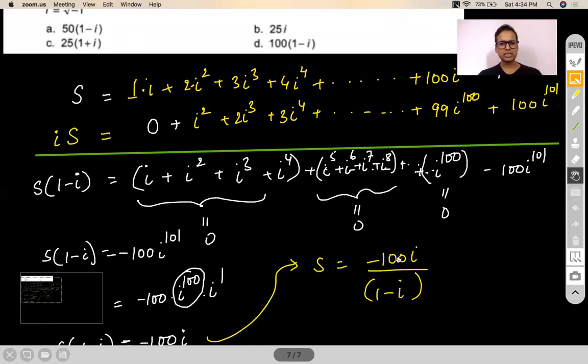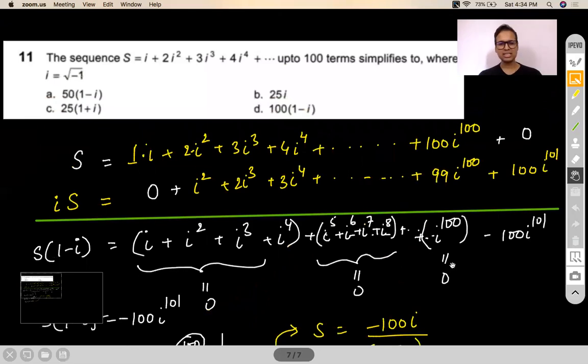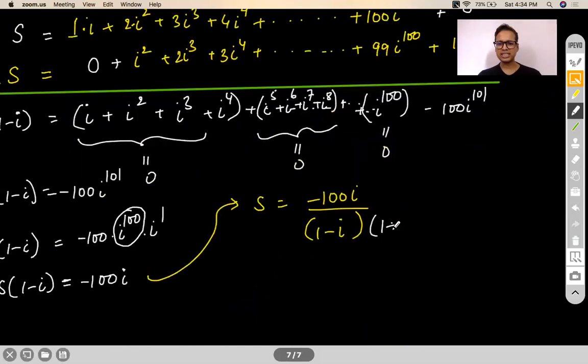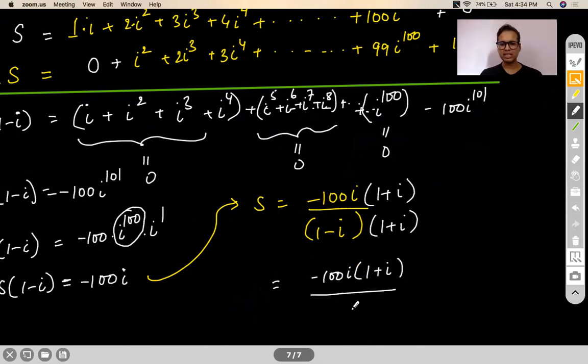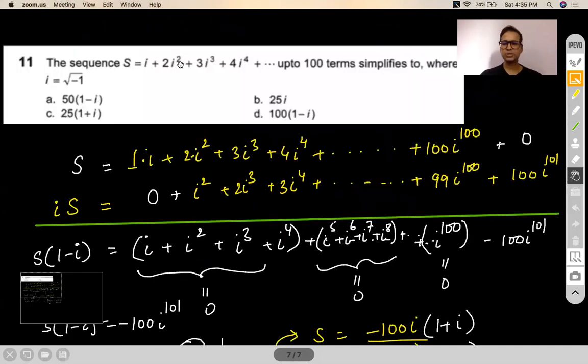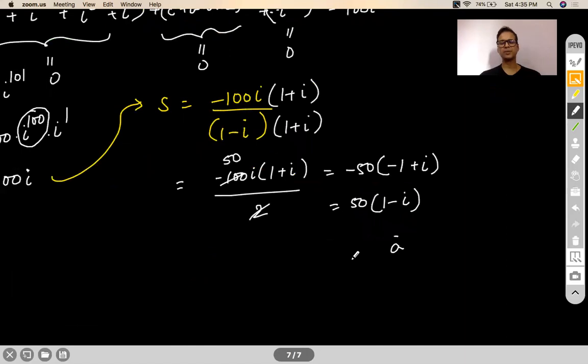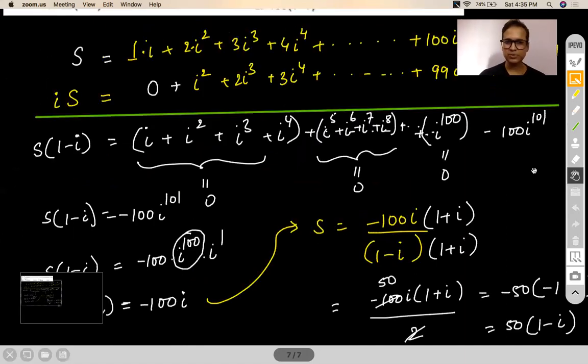If you look at the options, none of the options so far resemble it. So I'm going to slightly simplify this by multiplying with 1 plus i. On the numerator, I will get this. On the denominator, I'll get 1 minus i squared, which is 2. So 2 and 100 will get cancelled, giving 50. And if you multiply i inside, it gives i squared, which is minus 1, and plus i. So this will give you 50 times 1 minus i, which I think is option A. So Janta was absolutely correct. A is the right option for this.